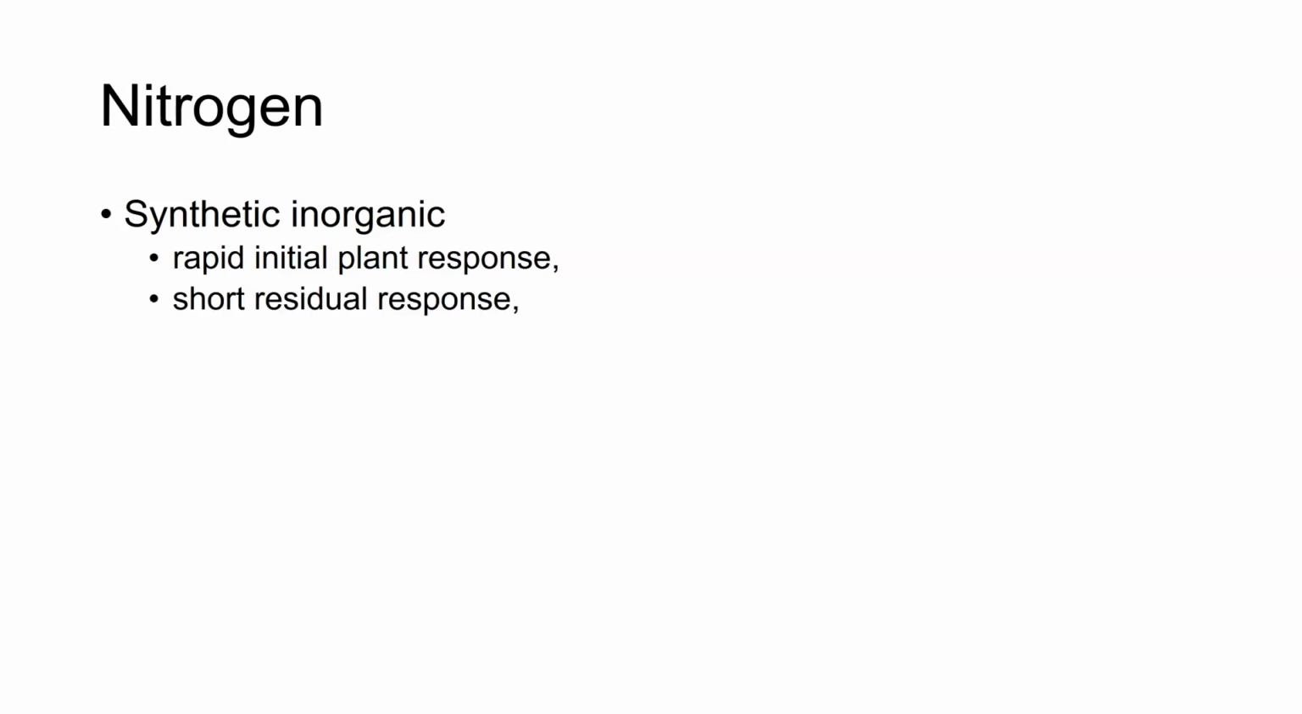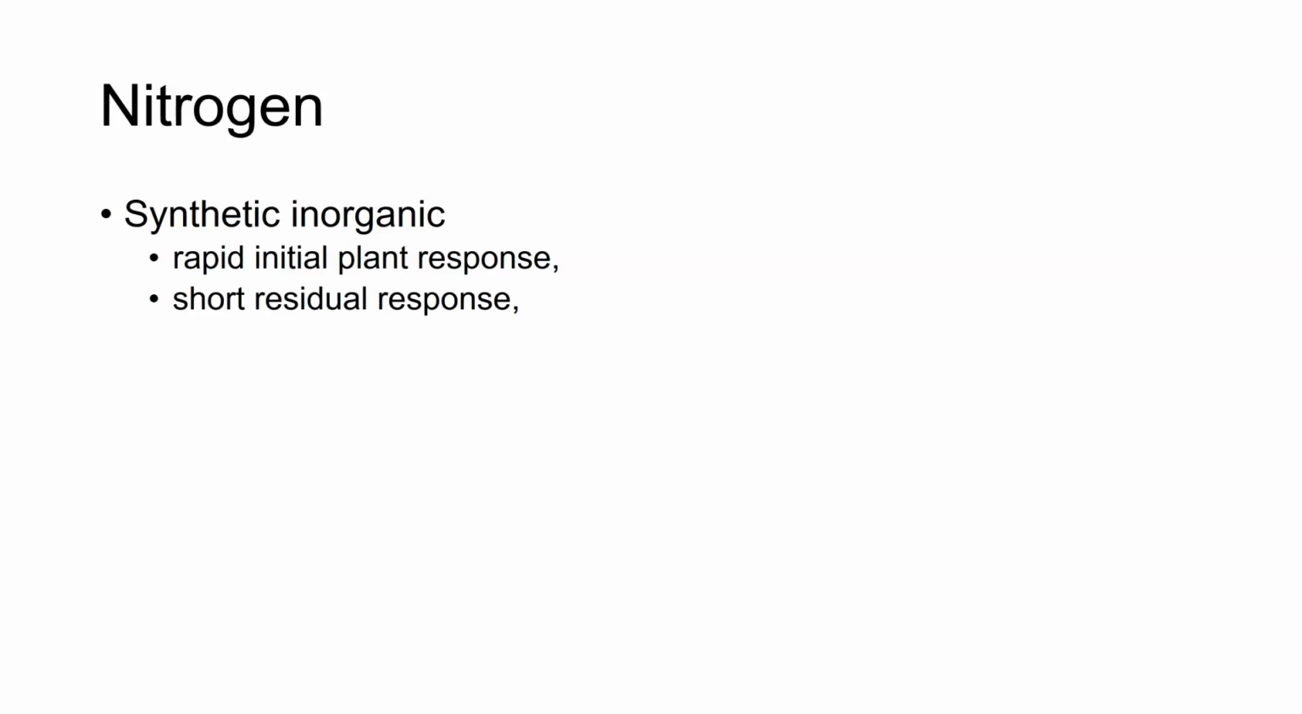It's also going to supply nitrogen. There are a lot of different types of nitrogen that you can buy. You can buy the synthetic inorganic types. These will give you a rapid initial response in plant growth. When we say rapid, we're talking within 24 hours. There's no breakdown needed. These are things that you put down, they solubilize into the soil, they are picked up fairly quickly by plants.